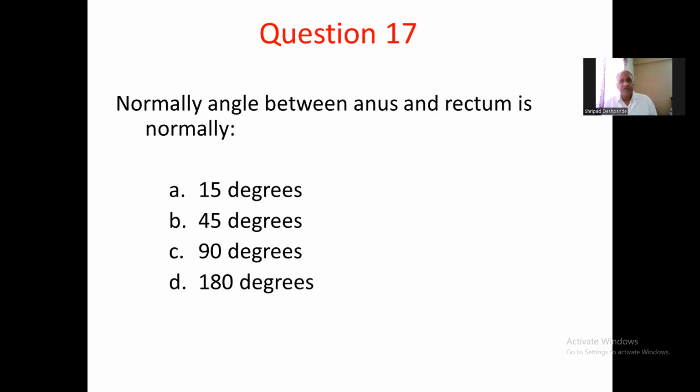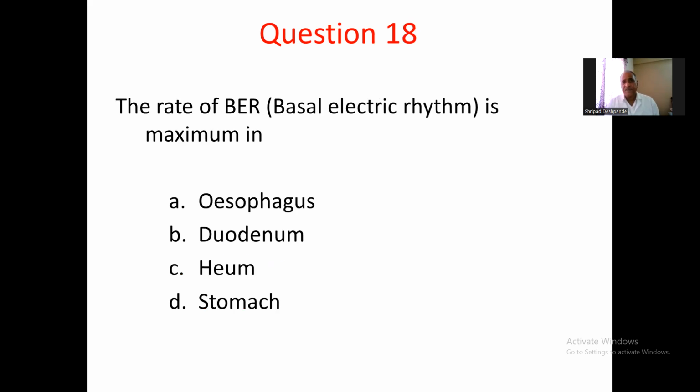Question number 17. Normally, angle between anus and rectum is 15 degrees, 45 degrees, 90 degrees, 180 degrees. The anorectal angle is between 60 to 110 degrees. Hence, the answer C is the appropriate response. That 90 degrees is the appropriate response. 90 degrees has been mentioned in Ganong. Answer is option C, 90 degrees.